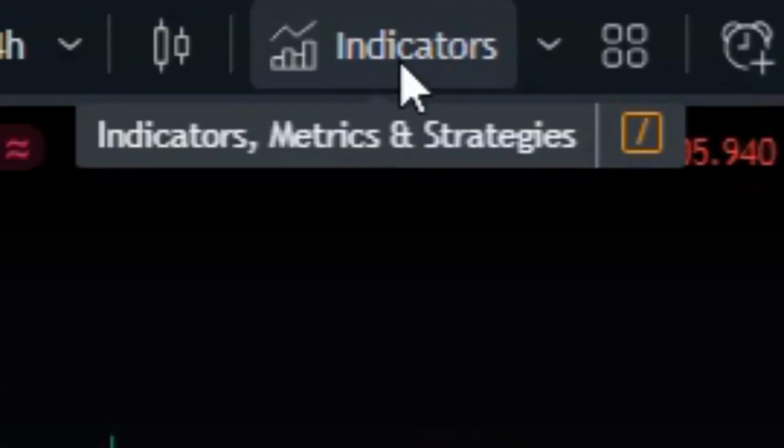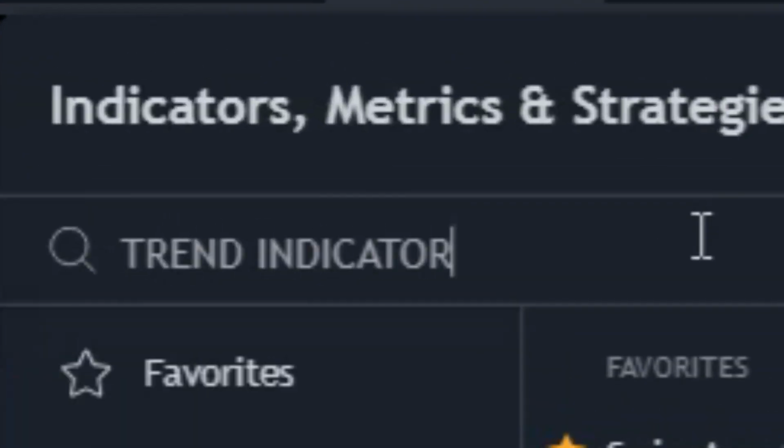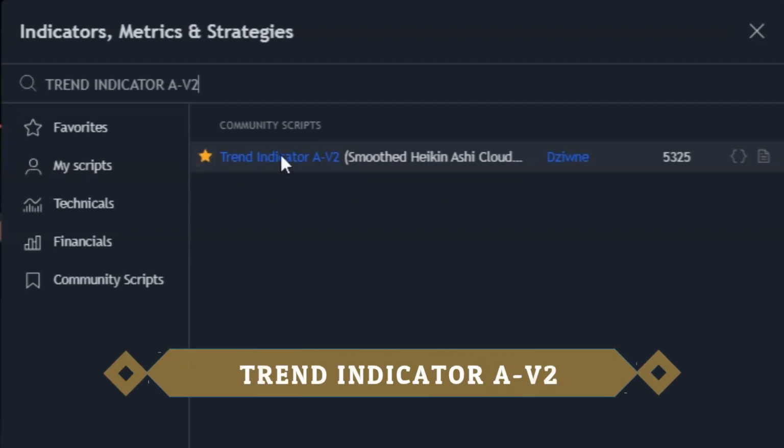So for now, in the search bar, search for the trend indicator A-V2 indicator and add it to the chart as the second indicator. Then I'll walk you through adjusting the settings of that indicator and combining it with the super trend indicator to form a good trading strategy.